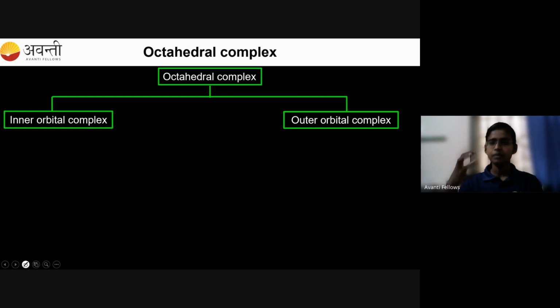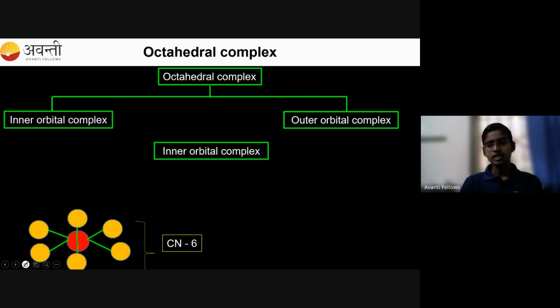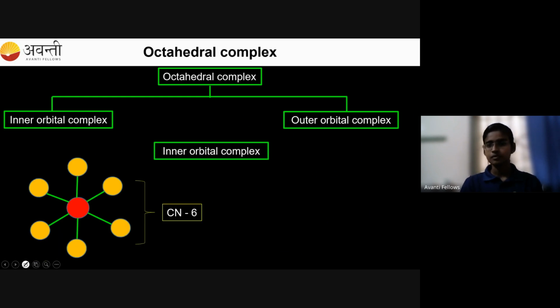So first, let me take this inner orbital complex and explain it with an example. What is inner orbital and why is it called inner orbital, I'll explain. Since the complex is octahedral, the coordination number is going to be 6. Whether it is inner orbital or outer orbital, it is going to be 6, right?